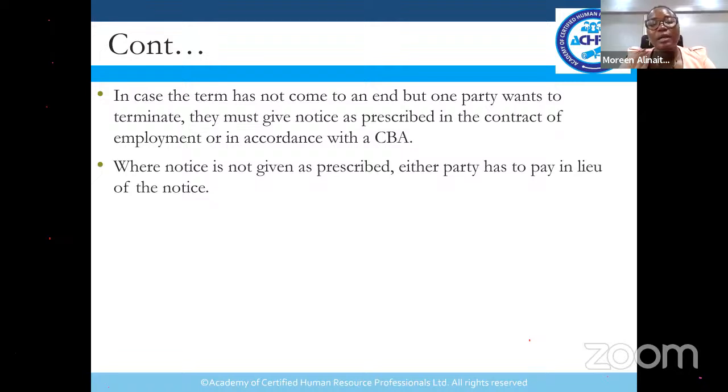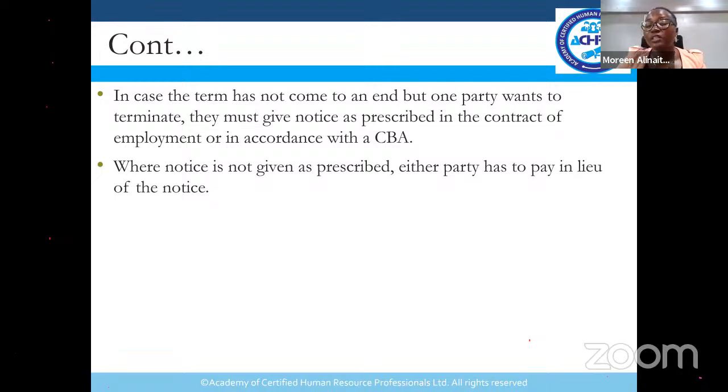In case the term has not come to an end, but one party wants to terminate, they must give notice as prescribed in the contract of employment or in accordance with a CBA. For example, there are some CBAs that say you give notice of 4 months, or contracts that say you give notice of 2 months or 1 month. Follow those. If you are tired, give notice to your employer. If you're tired of the employee, for good reason, give notice. 2 months according to your contract, or 4 months according to the CBA, give them notice.